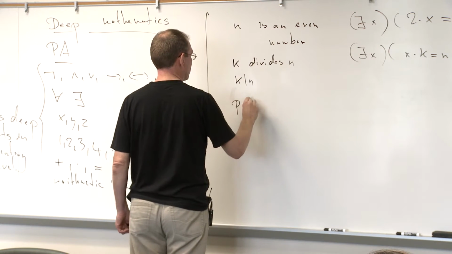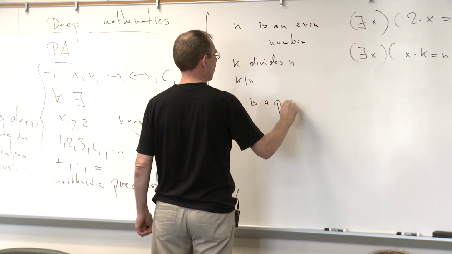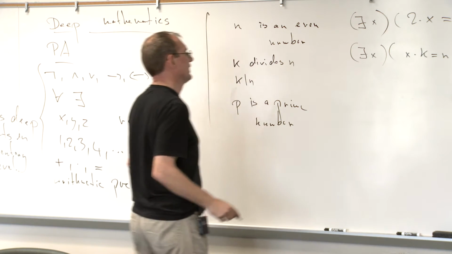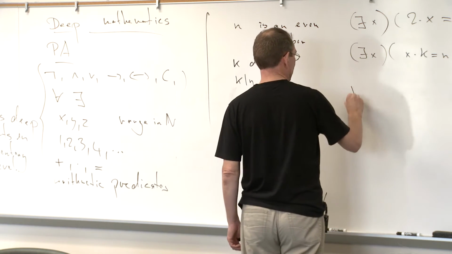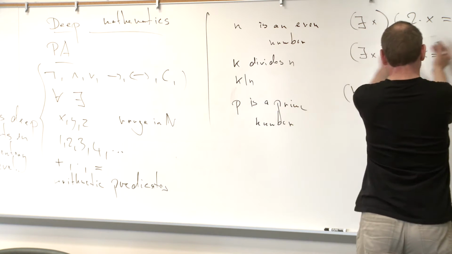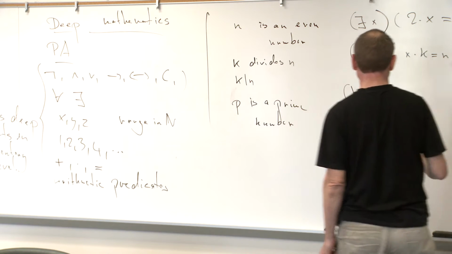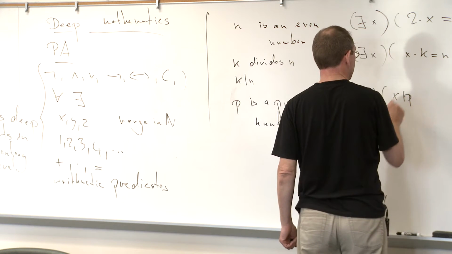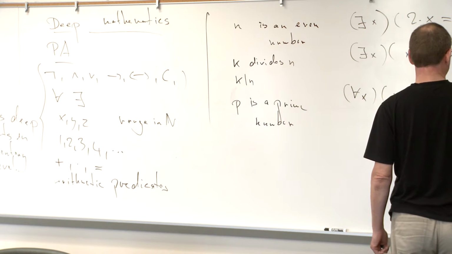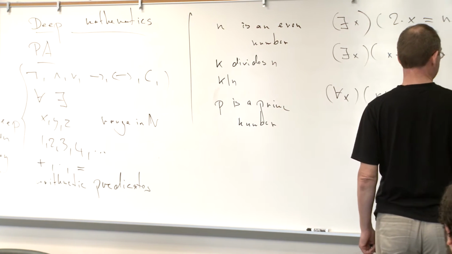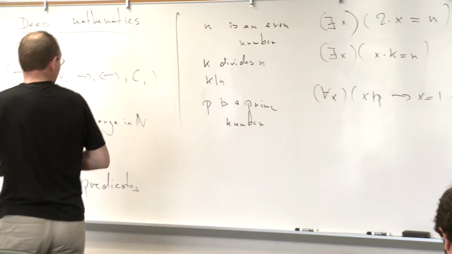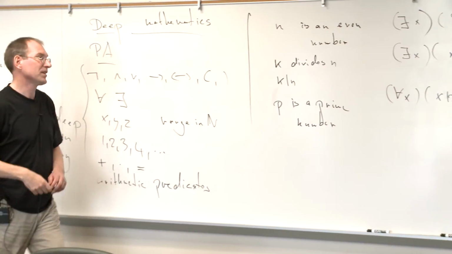P is a prime number. Well, so for all x we have, so let me use the symbol that I introduced as a kind of abbreviation for this formula. So if x divides p, then it follows that x is equal to 1 or x is equal to p, right? I mean, a prime number only has 1 or itself as a divisor. You see, you can start playing interesting games here.